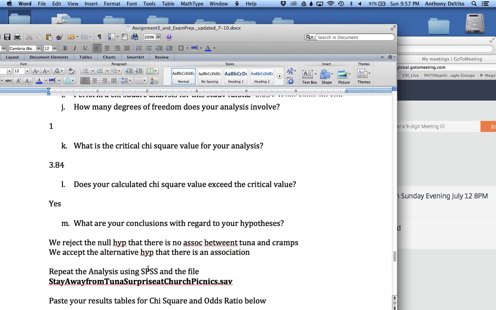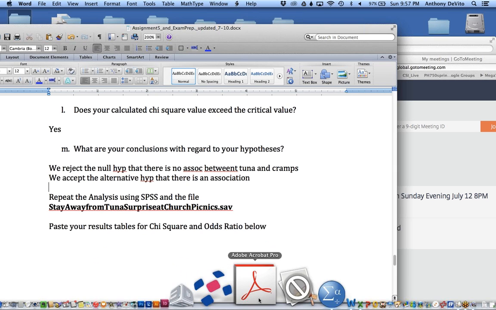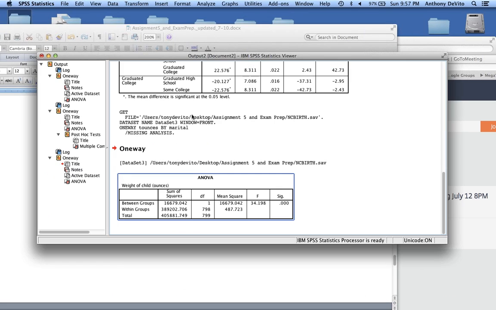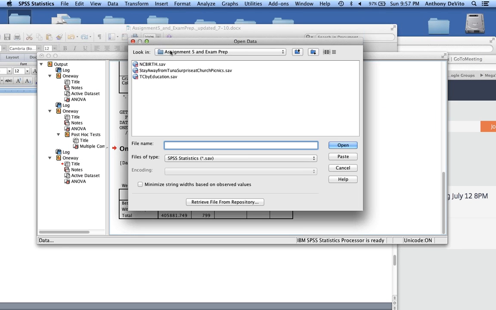Okay, I'm going to repeat this analysis right now using SPSS. Okay, as it happens, I created a file, open data. Stay away from the tuna surprise at church picnics.sav.